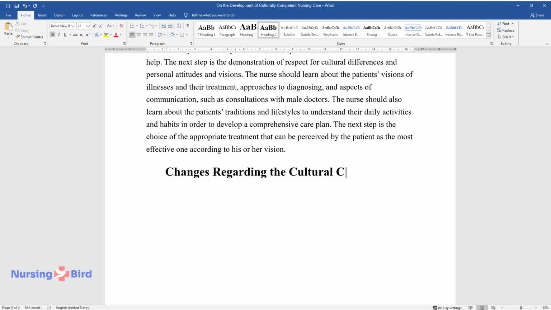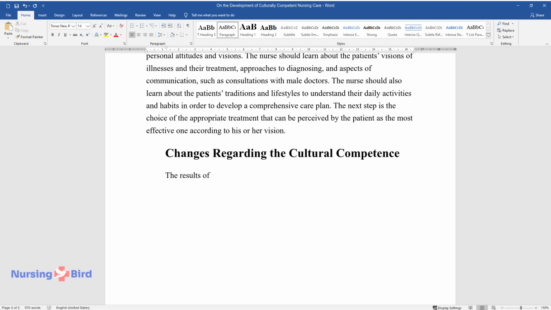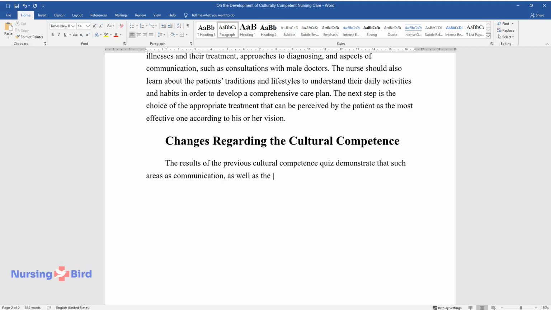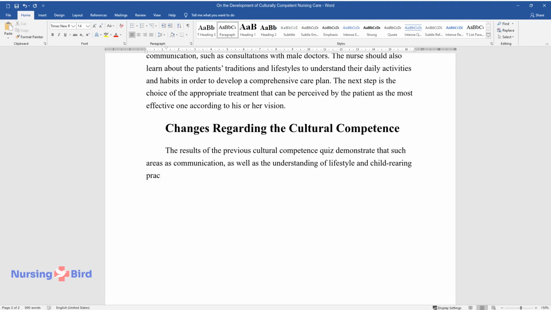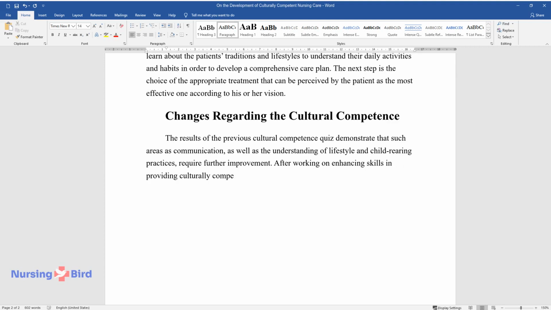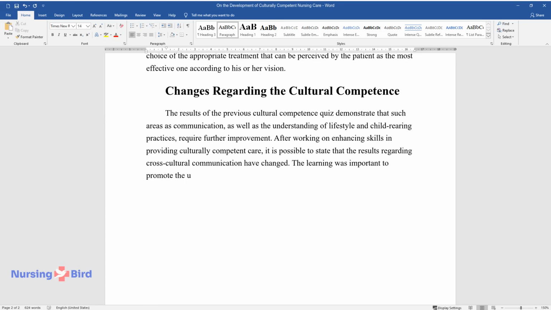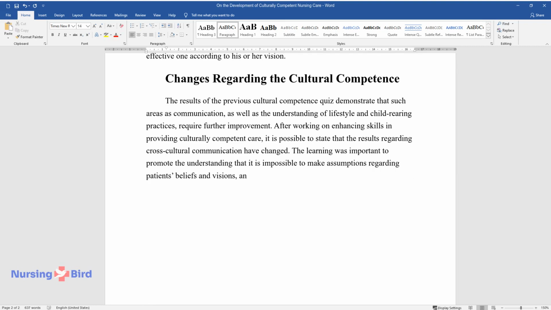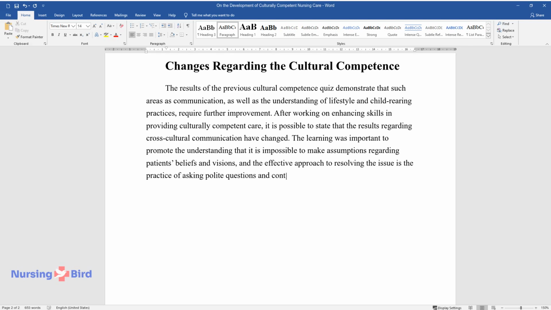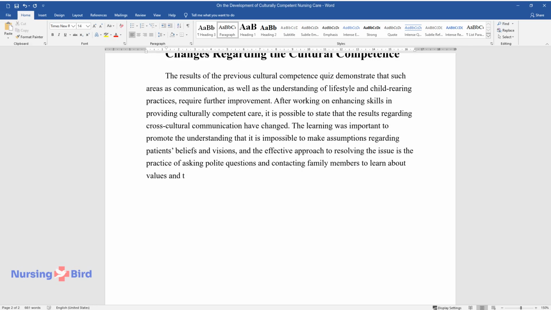Changes regarding the cultural competence. The results of the previous cultural competence quiz demonstrate that such areas as communication, as well as the understanding of lifestyle and child-rearing practices, require further improvement. After working on enhancing skills and providing culturally competent care, it is possible to state that the results regarding cross-cultural communication have changed. The learning was important to promote the understanding that it is impossible to make assumptions regarding patients' beliefs and visions, and the effective approach to resolving the issue is the practice of asking polite questions and contacting family members to learn about values and traditions.